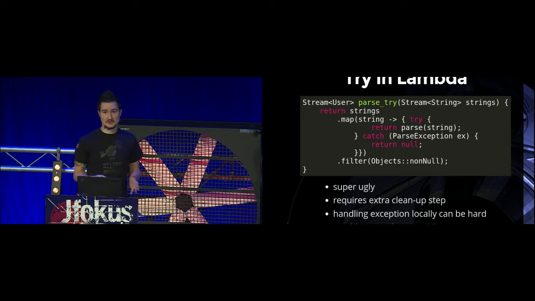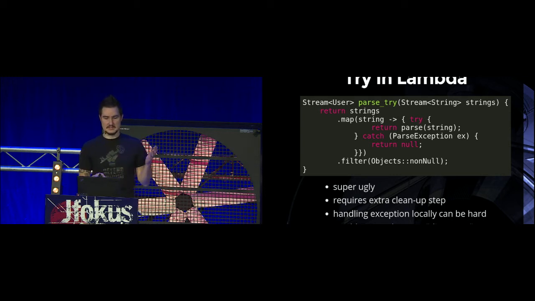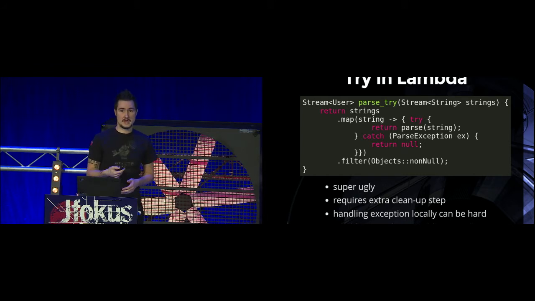So first of all, this is super ugly, right? We like streams because they're concise and you can see what's going on, and this just explodes the whole stream pipeline. I hate seeing this. At the same time, it's not really doing a very good job. It's creating null objects that you later have to filter out. You have to handle the exception locally. Like in this spot, you have to know the best way to handle this exception.